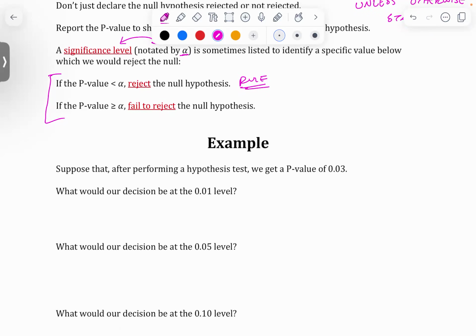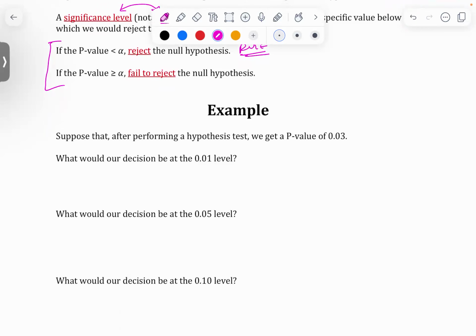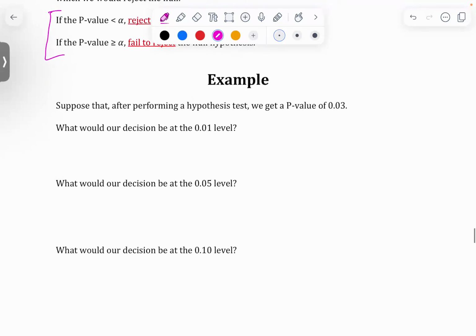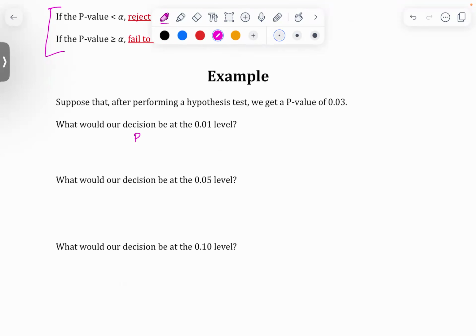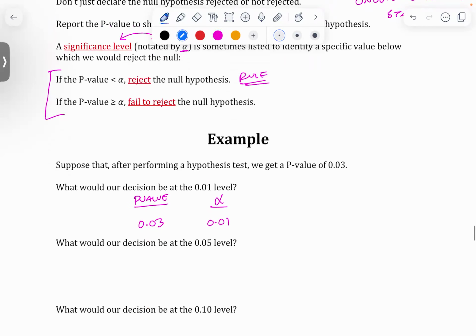So just to make sure we understand the rule, suppose that after performing a hypothesis test, I get a p-value of 0.03. What would our decision be at the 1%, 5%, and 10% levels? So the p-value is 0.03 and alpha is 0.01. Using the rule, I see the p-value is greater than or equal to alpha: 3% is greater than or equal to 1%, which means I fail to reject H0 at a 1% significance level.